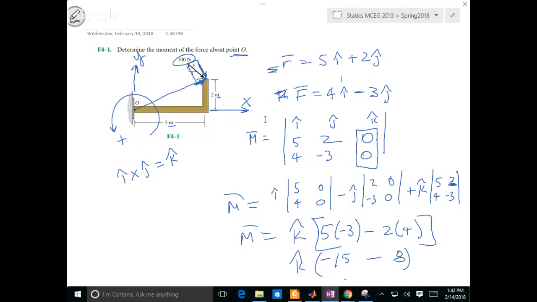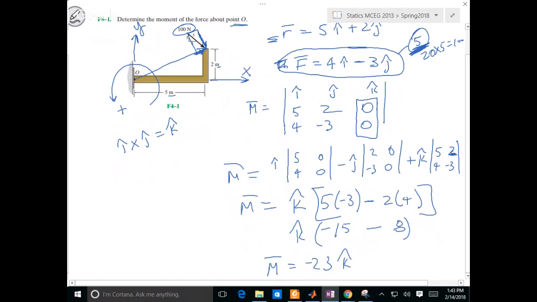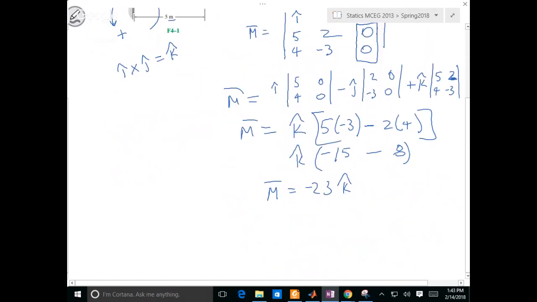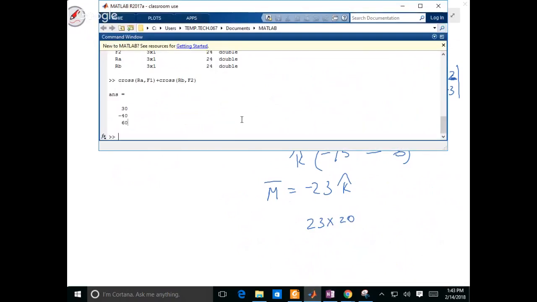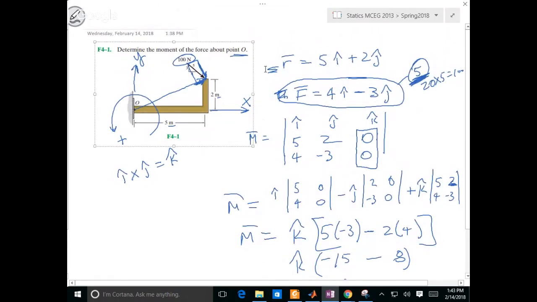Yeah, I put the wrong thing. The force I've got is 5, not 100. So my answer should be 20 times that, because 20 times 5 gives you 100. So I bet if I multiply 23 times, what's 23 times 20? Oh gosh, 460. I put the wrong force in there. I saw the 4 or 5 and I didn't even pay attention to that 100 newtons right there.